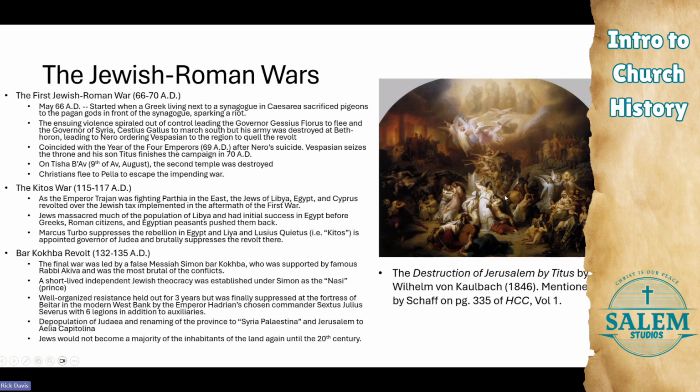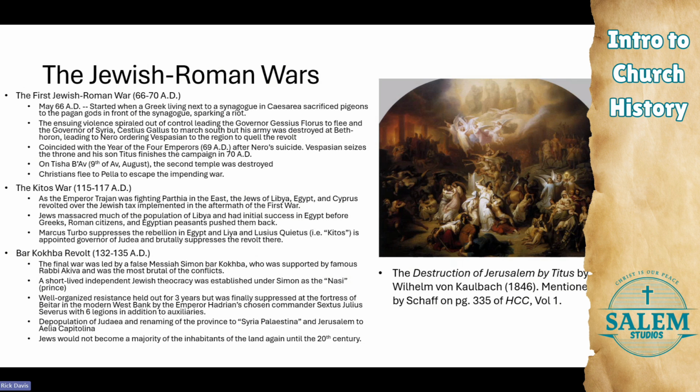And so the Christians saw in the destruction of Jerusalem divine retribution and a fulfillment of prophecy that Jesus had given during the week of his passion. Well, about a generation or so later, there was a second war called the Kitos War from 115 to 117. The Emperor Trajan, who was the second of the five good emperors, was fighting the Parthians in the east.